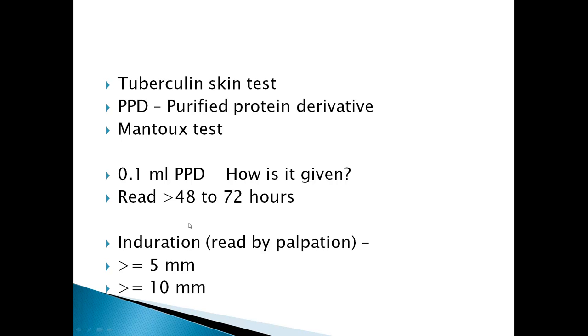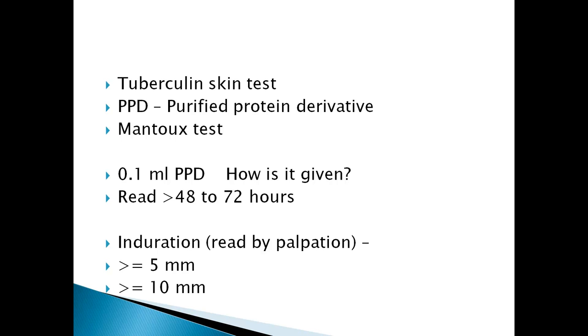So number one way to do the test is we do a tuberculin skin test. You've all had it. It's also called a PPD. It's also called a Mantoux test. It's all the same thing. We use a little bit of purified protein derivative. It's only 0.1 ml. We give that to the patient, how? And then we read that between 48 and 72 hours. We're looking for an induration, not just a red spot, but an induration, meaning it's raised. It's not flat like the skin, but it's raised.